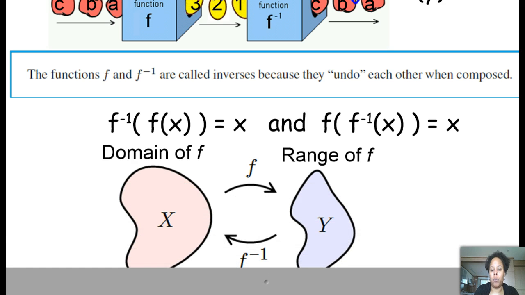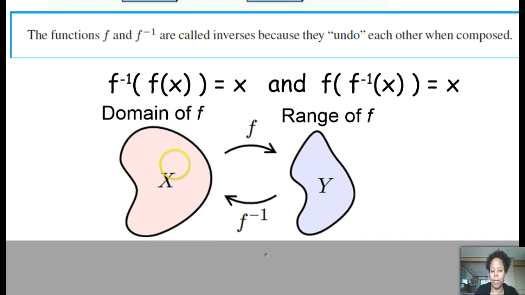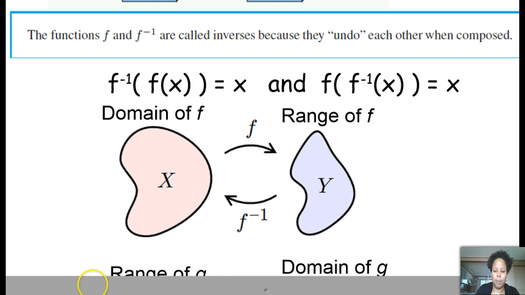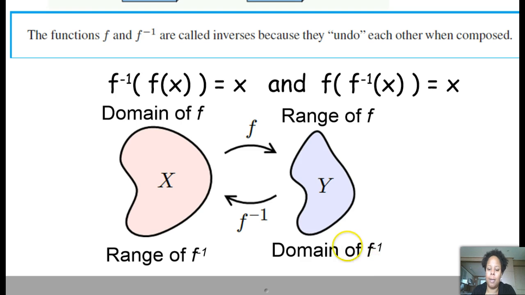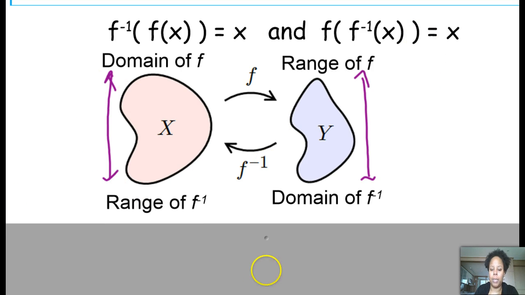If we take a look at the domain and the range of f and f inverse: if the domain of f is big X, and the range of f is big Y, then the domain of f inverse is the same as the range of f, and the range of f inverse is the same as the domain of f. Okay? Both of these statements are very important to note. Let's take a look at what that means in another way.